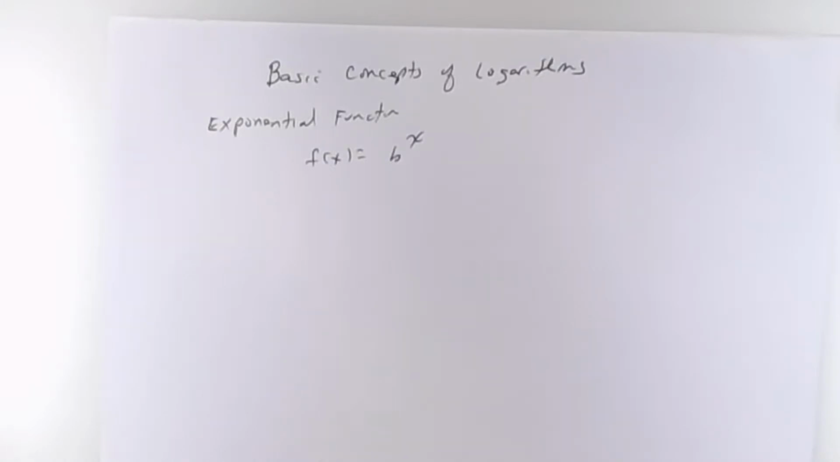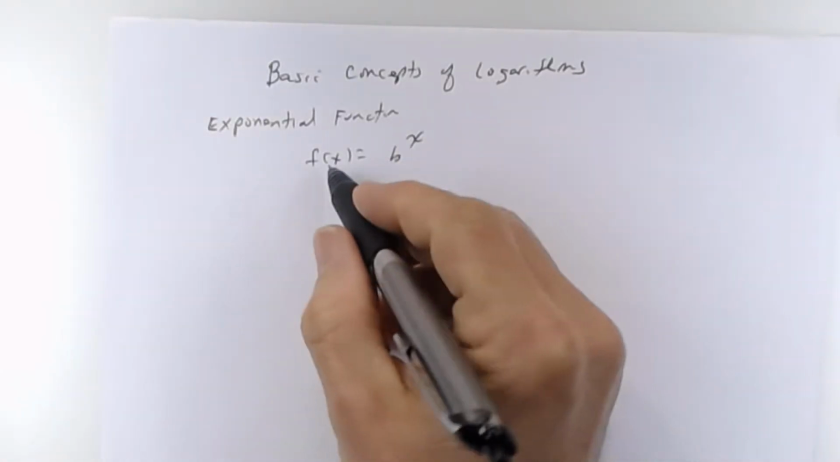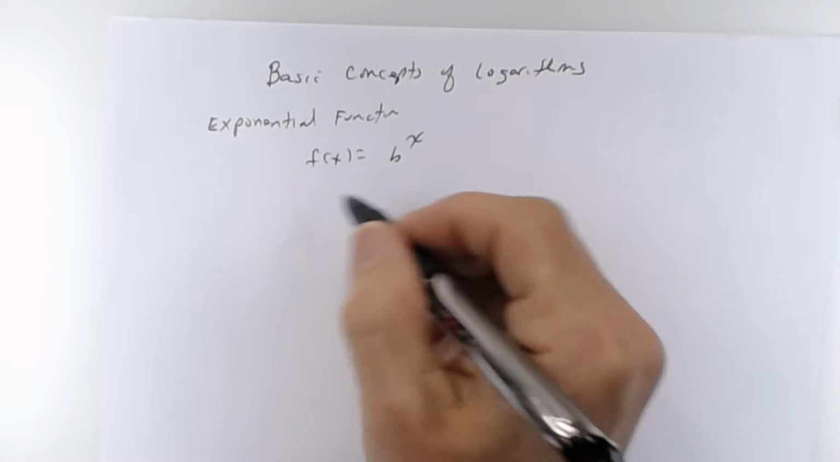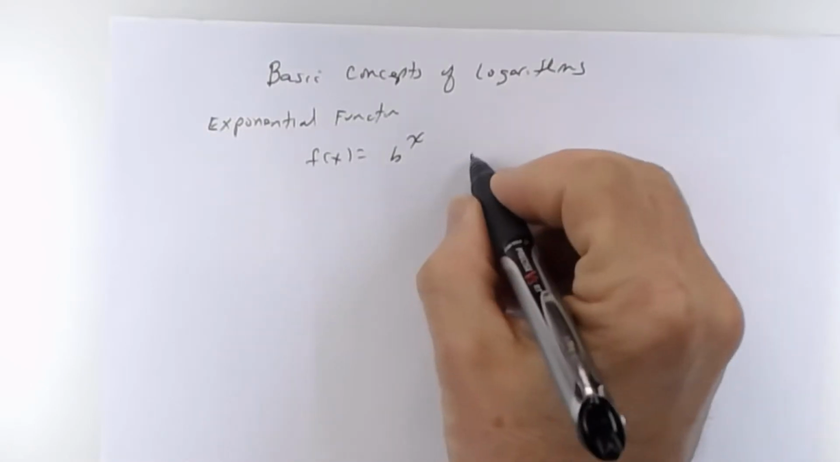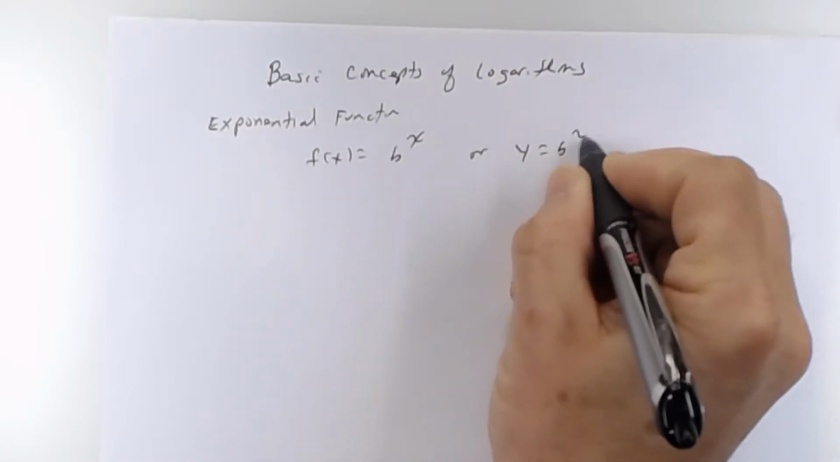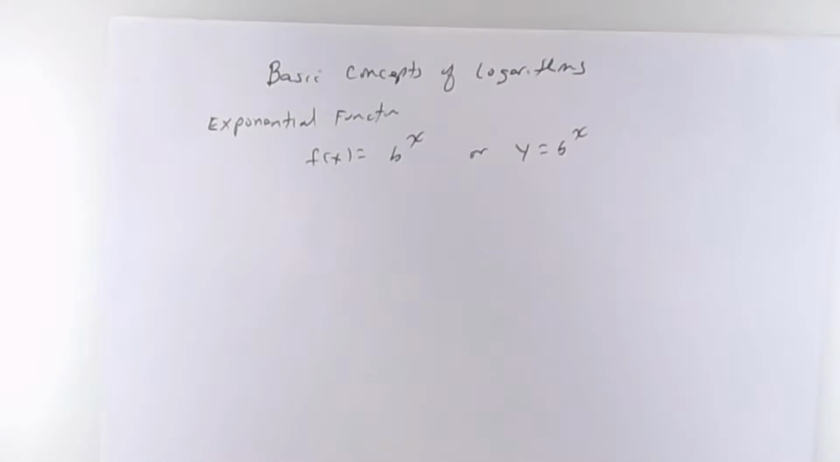You're also told that b had to be what kind of number? Positive, and it could not be what positive number? 1. It cannot be 1. So you remember all that stuff. And also remember that I can also rewrite this. Instead of saying f of x equal b to the x, I could have said y equals b to the x. Okay? All right, so we did a lot of stuff with this idea of exponential functions.